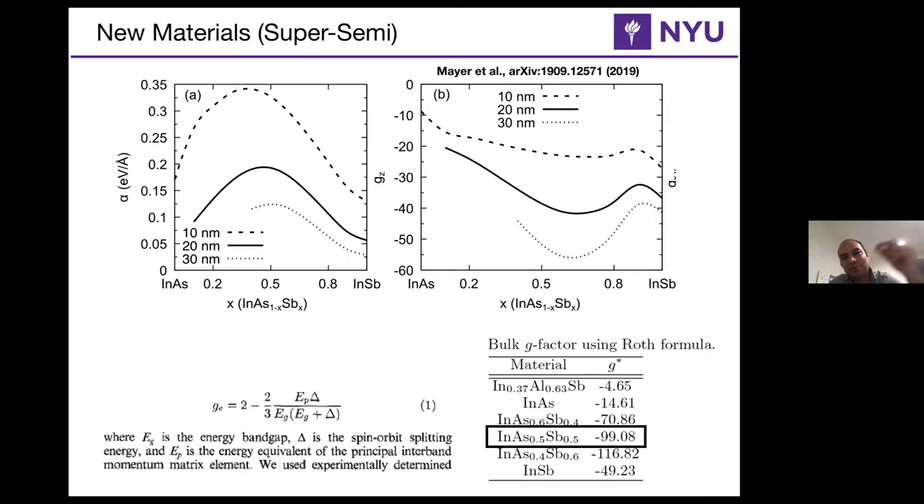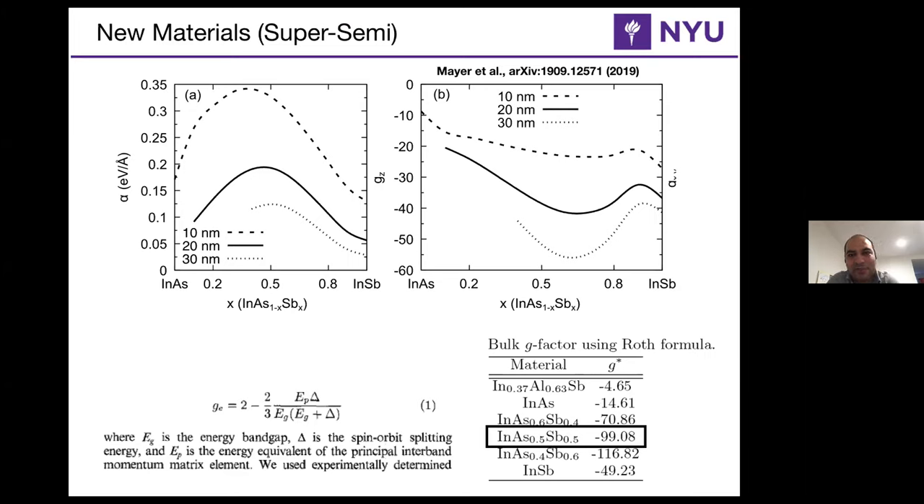But now we have to make a quantum well out of this, right? The numbers I gave you before are for bulk material. So the moment you confine the structure, the spin orbit goes down. I'm sorry, the alpha parameter, the K linear, goes up, but the G factor goes down. So let's look at the right graph first, and then we go to the left one.